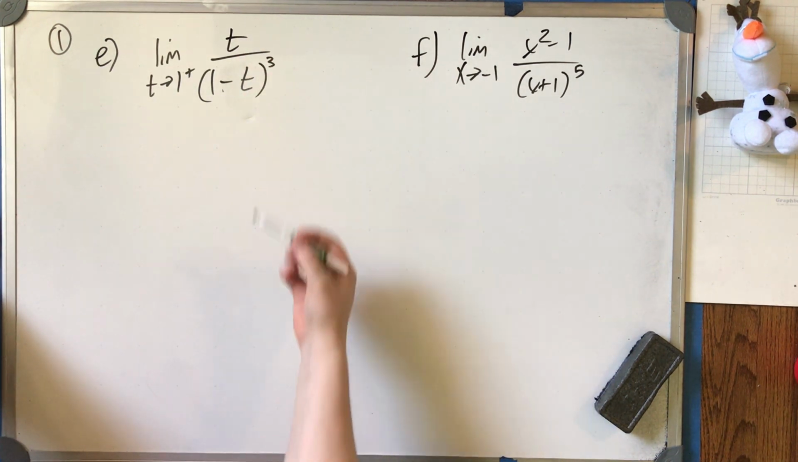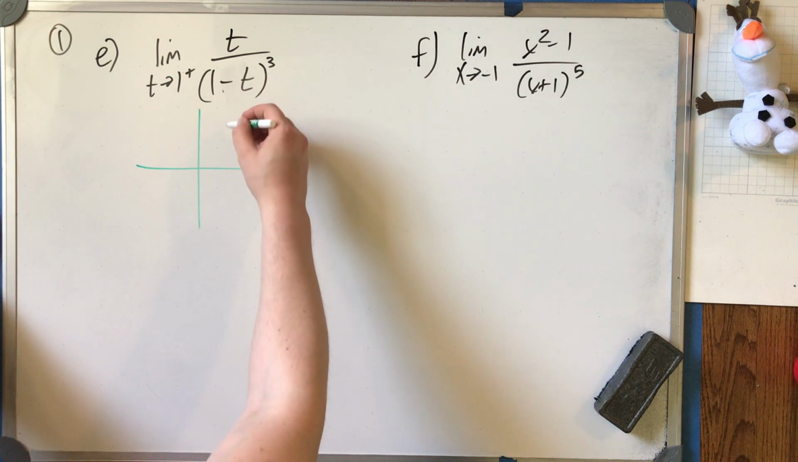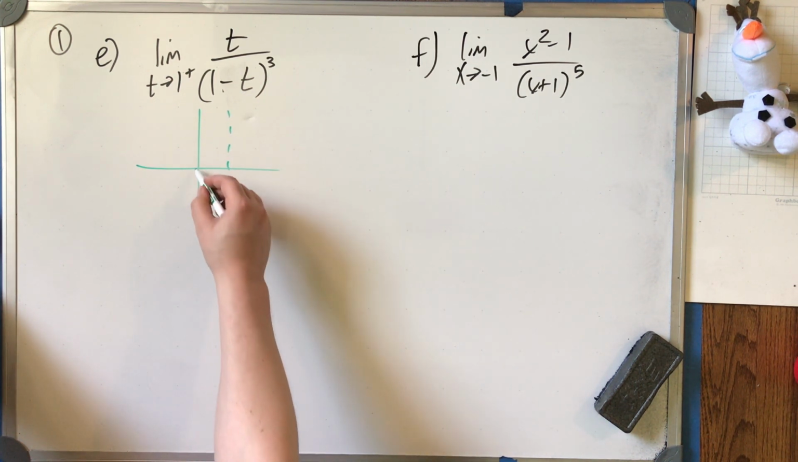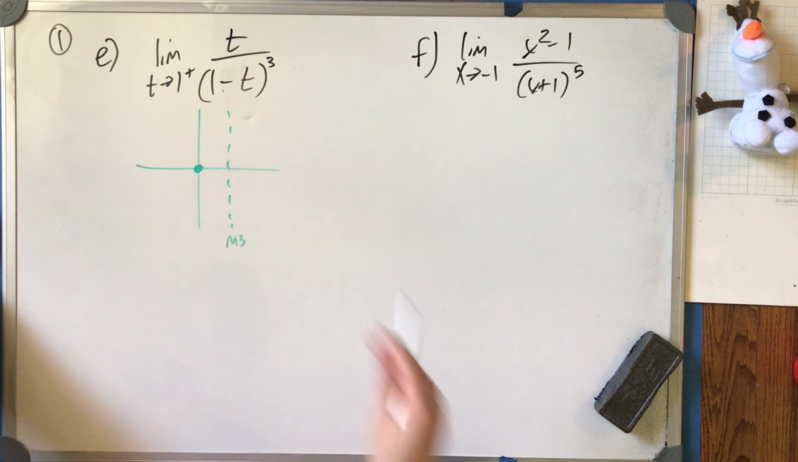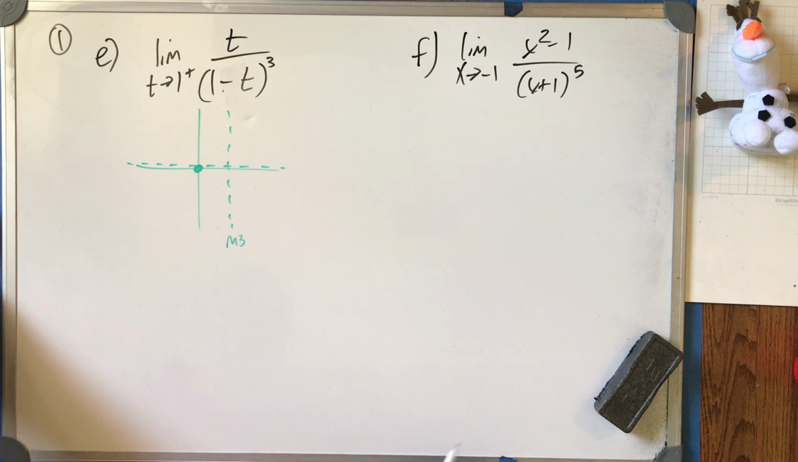We get a number over 0, so we know there's a vertical asymptote chilling here. I'm going to have that vertical asymptote at 1. It's got a multiplicity of 3. I have an x-intercept and y-intercept at 0 and an end behavior asymptote right there. So I need to plug in another point in order to see what's really happening here.